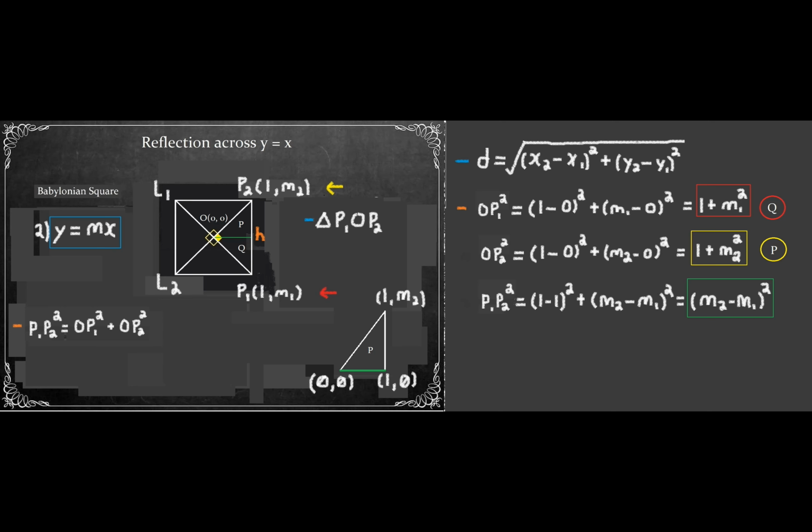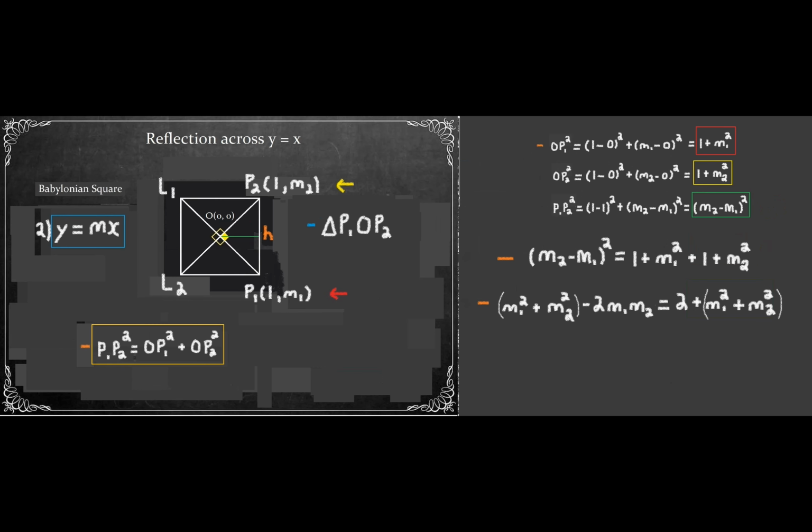Lastly, to find line segment P1P2, use the following values. x2 is 1, x1 is 1, y2 is m2, y1 is m1, which gives the green box. The next step, just replace the values in the gold box with the values from the yellow, red, and green boxes, second blackboard. Then we get second orange bullet.